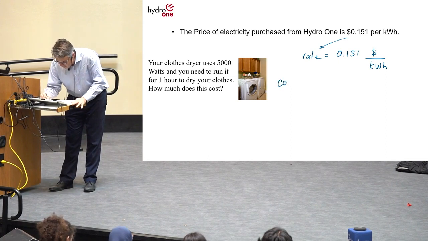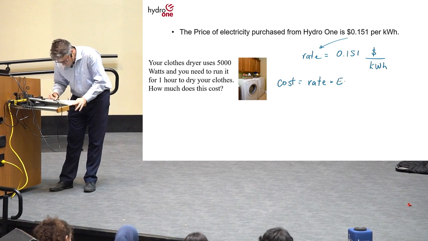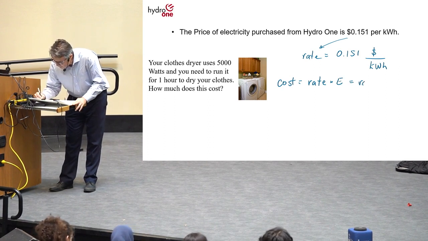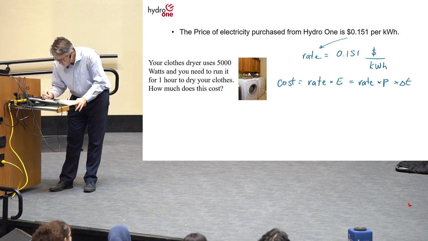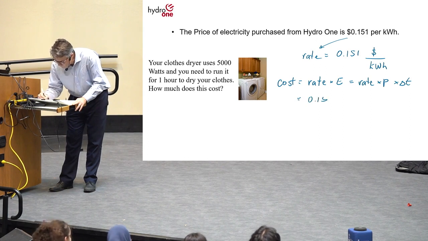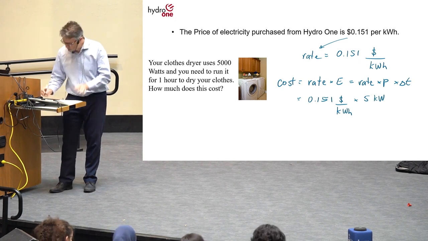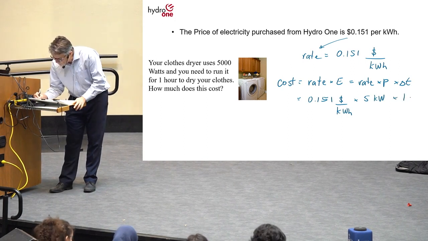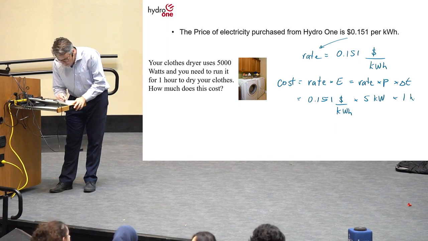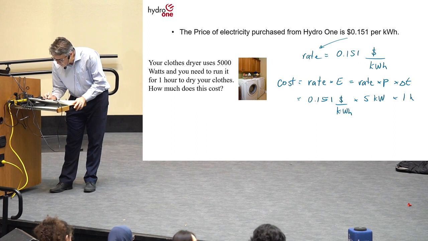Okay. And then you could say your cost is equal to your rate times your energy that you use. And that's going to be equal to the rate times the power times your delta T. Okay, so it's 0.151 dollars per kWh, multiplied by 5 kilowatts, because that's 5,000 watts, and then you can multiply it times 1 hour or something. And then I think the way the units work is your kilowatt cancels kilowatt, and your H cancels H, and you just get dollars.